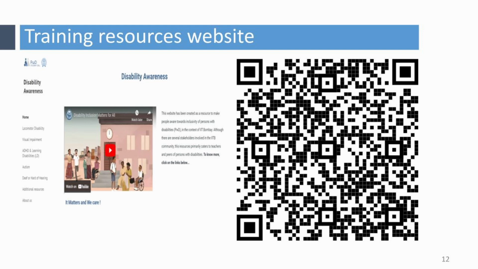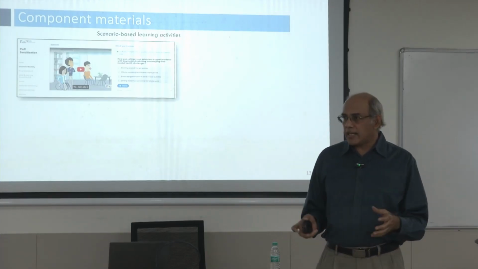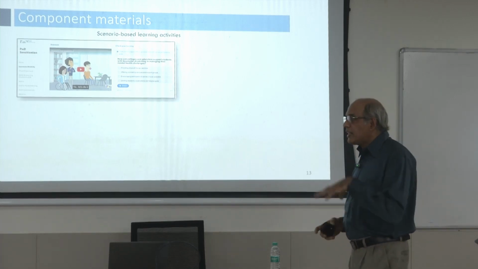So what is the website? This is the QR code in case anybody wants to take a look at it. And I'll just give you a quick walkthrough. So what does it contain? It has scenario-based learning activities for different types of disabilities.